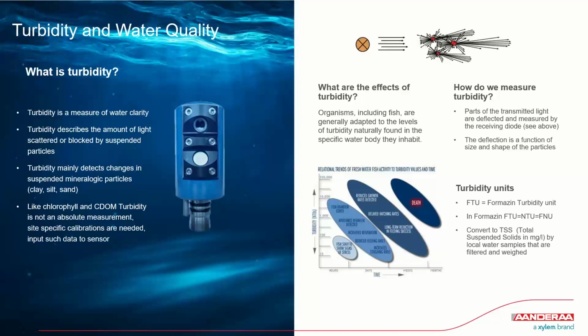Then turbidity units: there are 3 different units, FTU, NTU, FNU, which are basically the same. NTU was the first American standard, nephelometric turbidity units. FTU, formazin turbidity units, and then FNU is the European standard. But basically, you can say that they are equal.